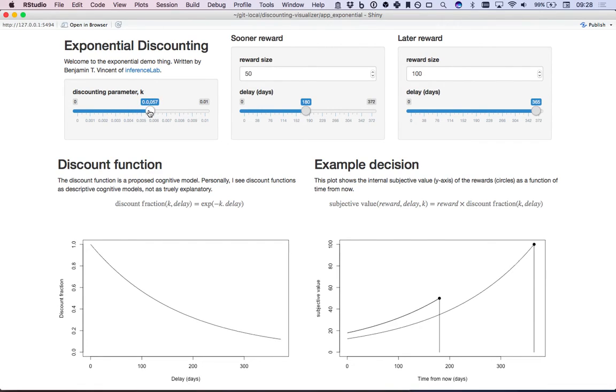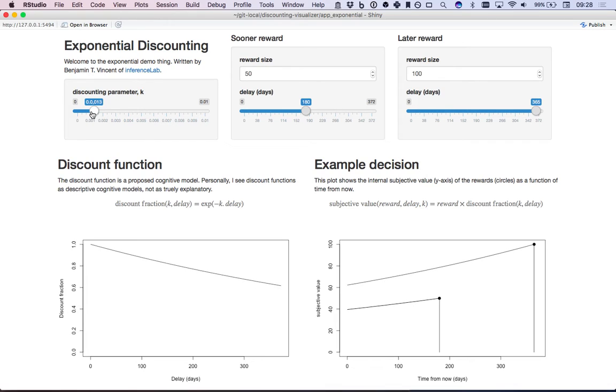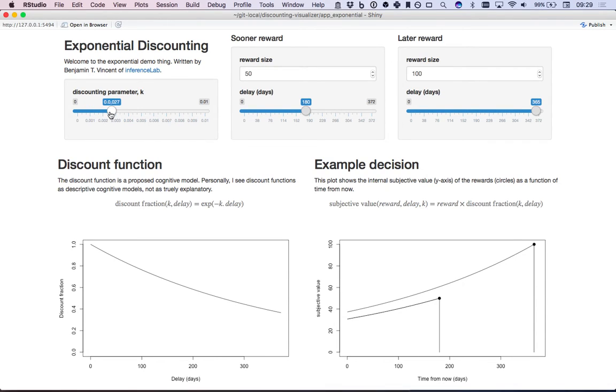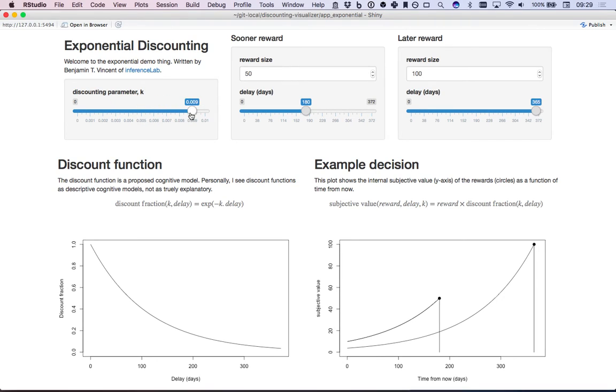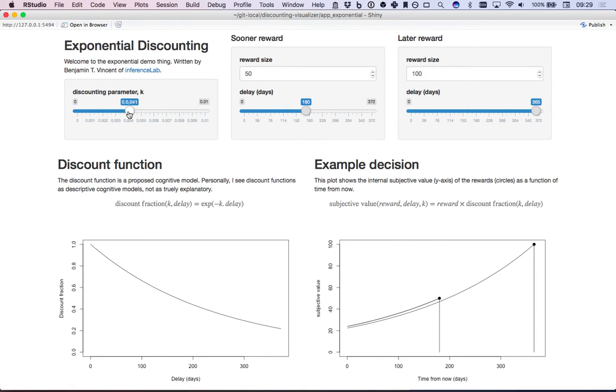But let's say I discount very steeply, I have a high discount rate. Now what we see is that the present subjective value of the sooner reward is always higher than that of the delayed reward. Something to notice here is that as we change the discount rate, no matter what it is, we either have a clear winner, where it's the delayed reward or the sooner reward, or we have a situation where we are ambivalent.